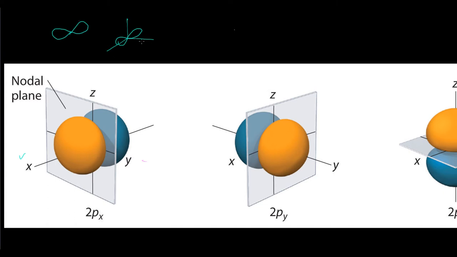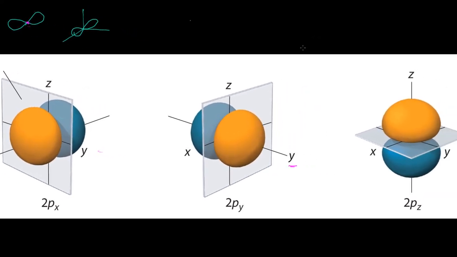If it is along the y-axis, then here, right? And it's along the z-axis like that. And this is the nodal plane. What do we mean by nodal plane? There the probability is zero. This showing nothing at the center means that the probability of finding the electron here is zero. In 1s, the probability of finding the electron in the center was the highest. Here, the probability of finding the electron at the center is the least. And they have three orientations. One along the x-axis, another along the y-axis, and then the next along the z-axis.